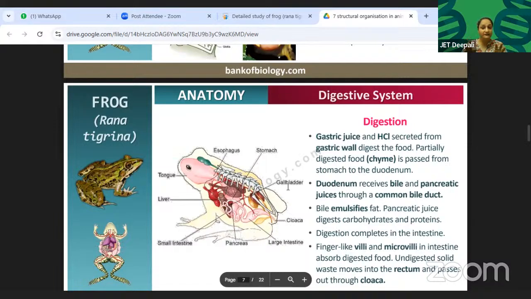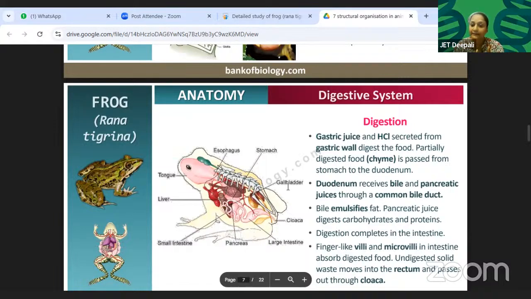Okay. Bile emulsifies fat. What bile is doing? Bile is tackling down the fat part, and pancreatic juice is tackling down the part of carbohydrate and protein digestion. Okay, digestion completes in the intestine. Okay, finger-like villi and microvilli in intestine absorb digested food. We are also having villi and microvilli to increase the absorption area of intestine. Okay, undigested solid waste moves into the rectum and passes out through the cloaca.